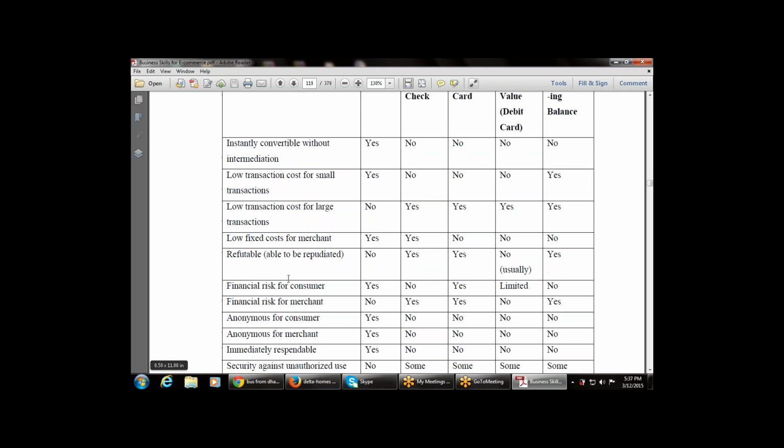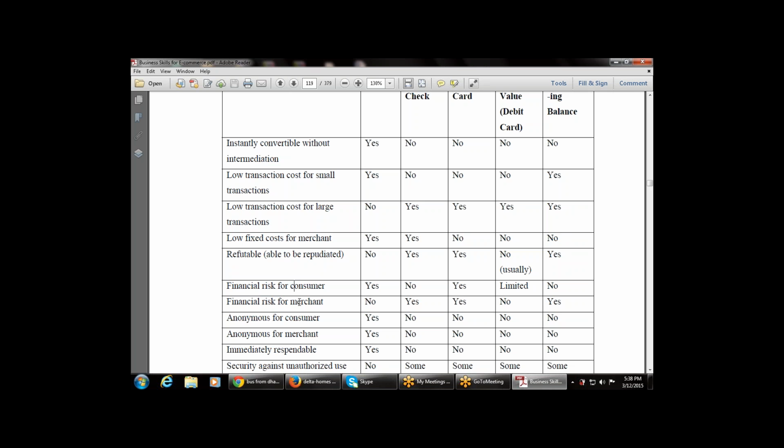Then if there is a financial risk for consumer, so if there is a financial risk for consumers, yes, it is available. Then check is not the better option. Debit card and credit card are also better options. And if I'm using the debit card, that is very limited.